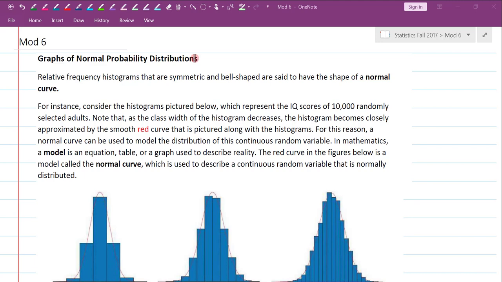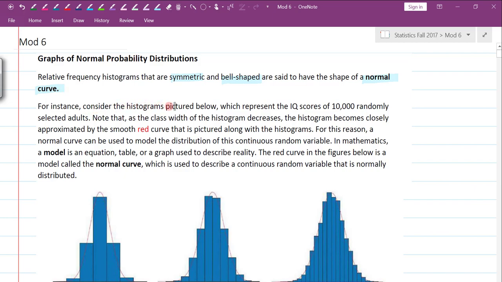So we've learned how to deal with discrete data. Now we're going to learn how to calculate the probabilities when we're dealing with continuous data. So when we look at relative frequency histograms that are symmetrical and bell-shaped, these are said to have the shape of a normal curve. So we have a frequency histogram that is symmetrical and bell-shaped. They're going to have what's called a normal curve.